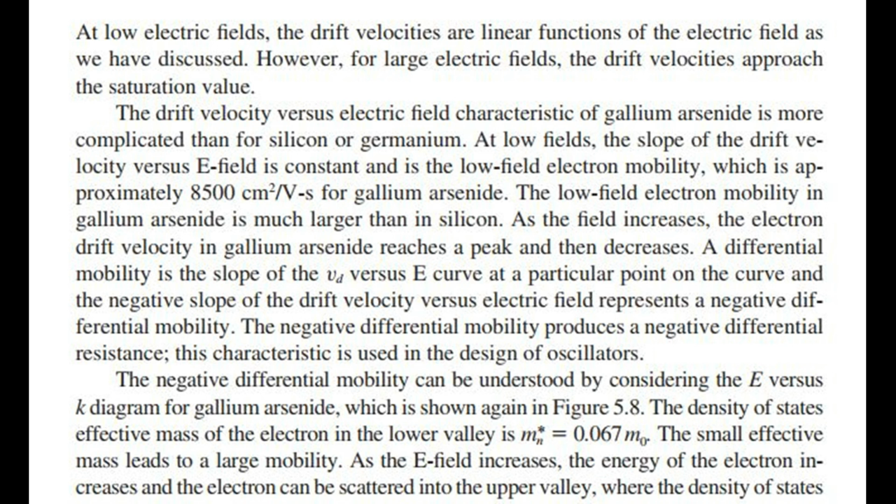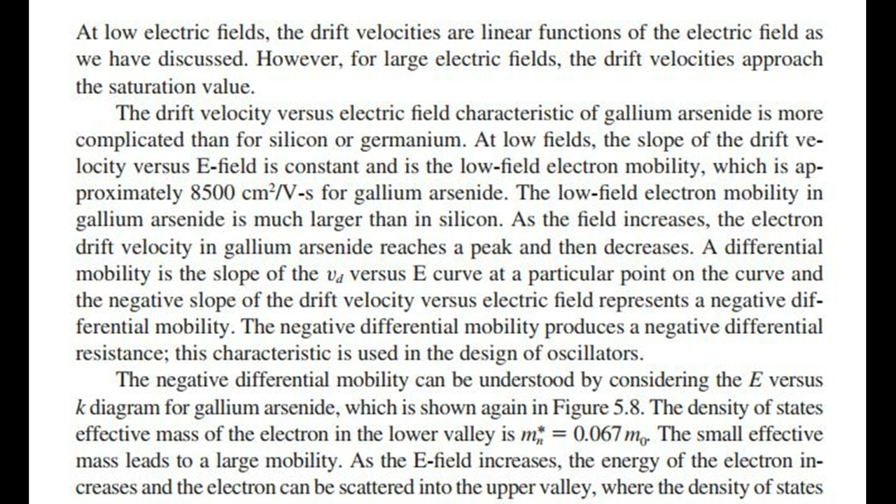The drift velocity versus electric field characteristic of gallium arsenide is more complicated than for silicon or germanium. At low fields, the slope of the drift velocity versus E field is constant and is the low-field electron mobility, which is approximately 8,500 square centimeters per volt-second for gallium arsenide. The low-field electron mobility in gallium arsenide is much larger than in silicon. As the field increases, the electron drift velocity in gallium arsenide reaches a peak and then decreases.